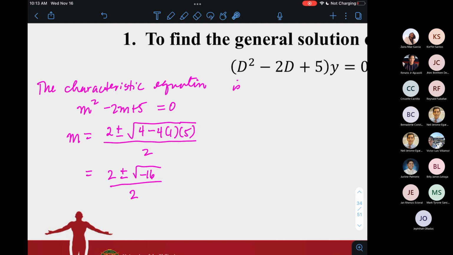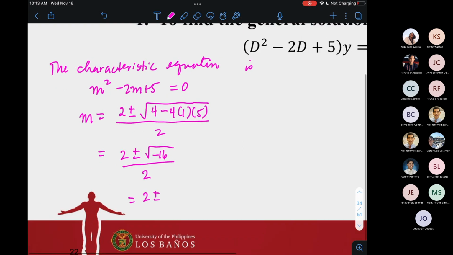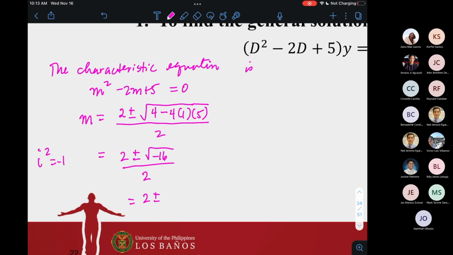All right. So we further simplify this to 2 plus or minus. Remember, the imaginary unit i is a number such that i squared is negative 1. So yung square root of negative 16, pwede kong isulat as square root ng negative 1 times 16. So konting complex review ng complex numbers. Ano? So pwede kong i-factor yung negative 16 dun sa radicand as negative 1 times 16. Tapos gagamitin ko yung fact na ang i squared ay equal kay negative 1. So the negative 1 inside the radical will be replaced by i squared times 16.